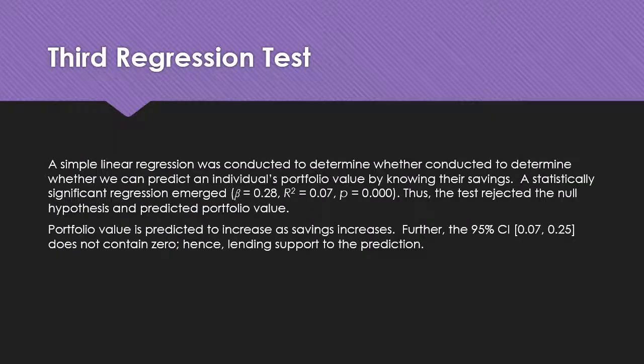This is just another way again of looking at the third regression test, the one where we look to see whether we can make a prediction of portfolio value from savings. And again, a statistically significant regression emerged. The test rejected the null hypothesis, and we came to the conclusion that we can predict portfolio value. Again, not surprising, people's portfolio value increases as their savings increases. And again, the confidence interval does not contain 0, so that lends support to the prediction itself.